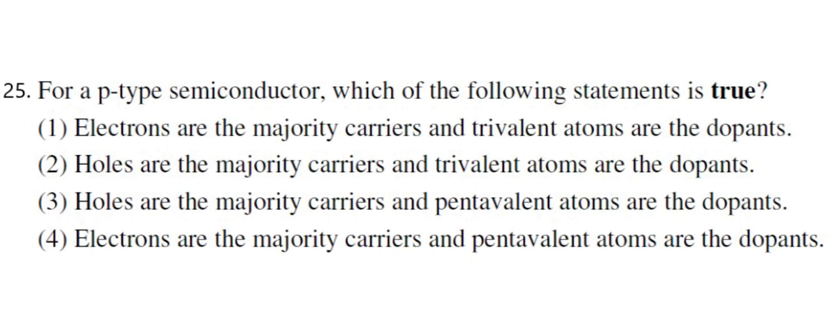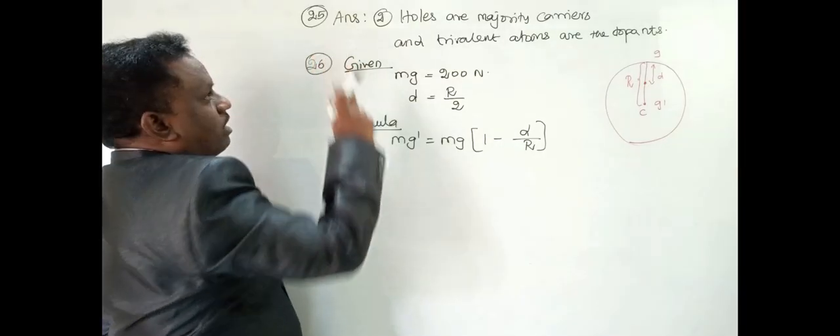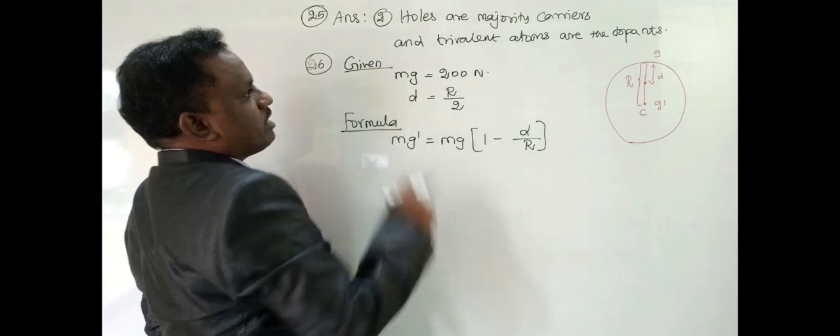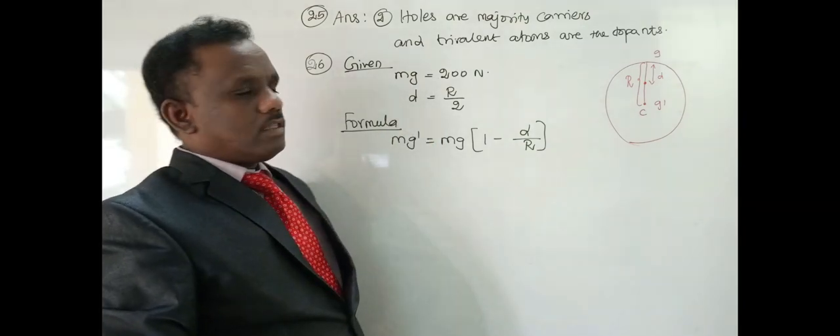Question number 25. For a p-type semiconductor, which of the following statement is true? Option 1. Electrons are the majority carriers and trivalent atoms are the dopants. Option 2. Holes are the majority carriers and trivalent atoms are the dopants. Option 3. Holes are the majority carriers and pentavalent atoms are the dopants. Option 4. Electrons are the majority carriers and pentavalent atoms are the dopants. For 25th question, correct answer option 2. Holes are majority carriers and trivalent atoms are the dopants.